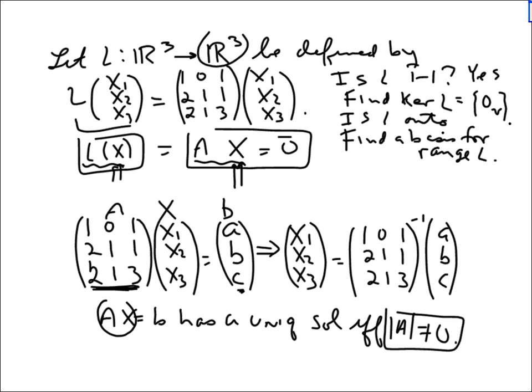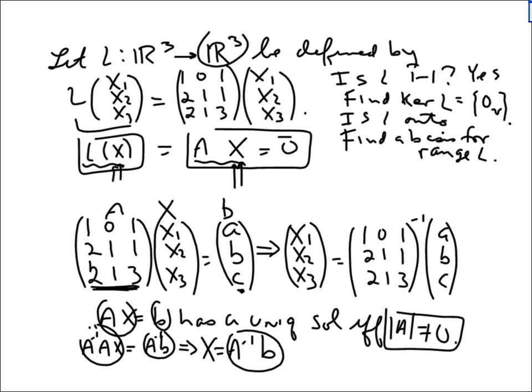Remember, if on the left I multiply by A inverse, and on the other side I multiply by A inverse, well, this is just X, and this is A inverse B. X is equal to A inverse B. And since A inverse is one matrix, and you multiply it by B, one column matrix, you're going to get one answer. This product is unique. X will equal that. So yes, is L onto?